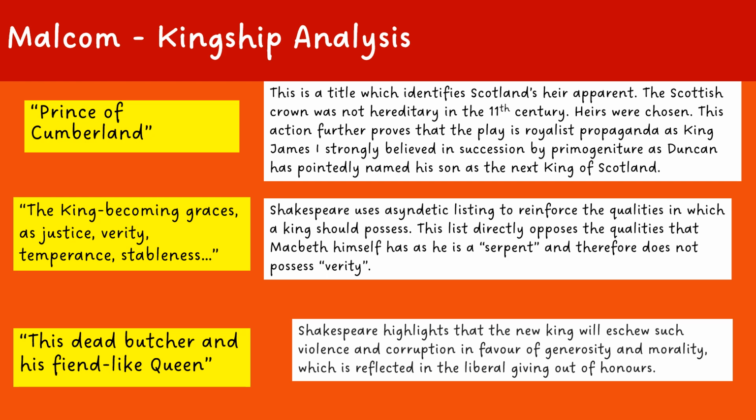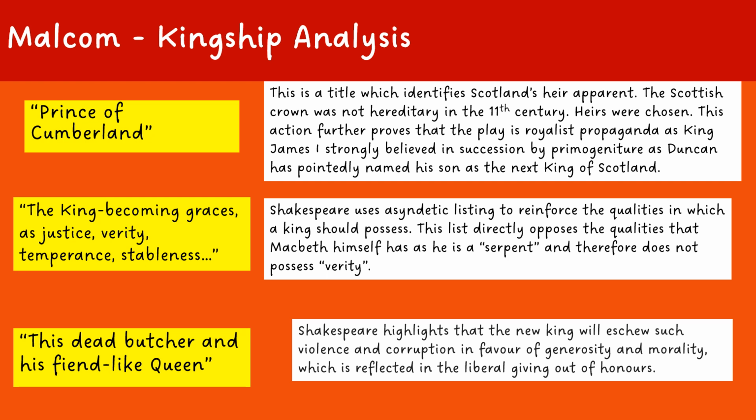The next quotation is really interesting, okay, and it's the moment between Malcolm and Macduff, where Malcolm is ascertaining Macduff's loyalty and he's testing him to see whether he can trust him. And in this moment, Malcolm lists off all the qualities of an immoral king, okay, but then he also lists off all the qualities of what makes a good king. Now here you've got a king becoming graces as justice, verity, temperance, stableness, and the list goes on for actually 3 lines, okay.